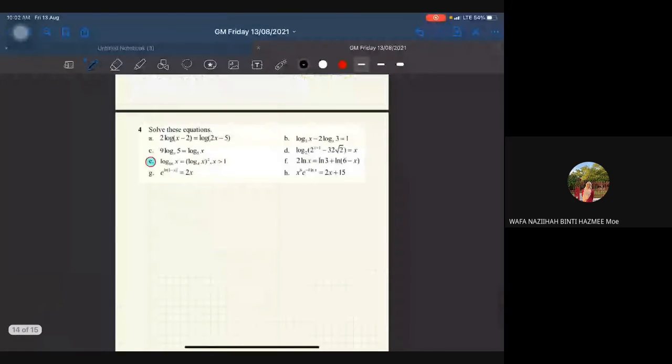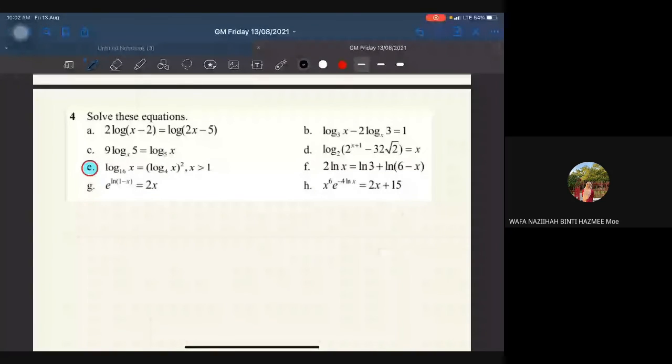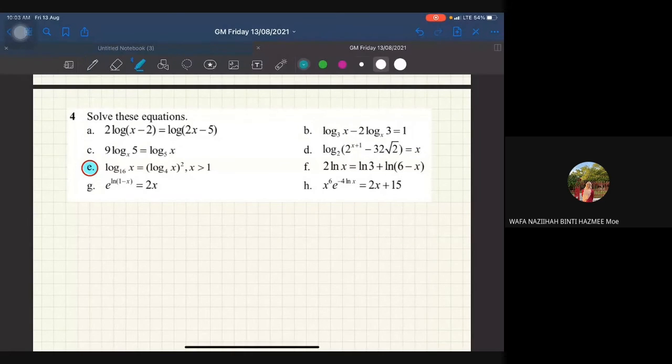Alright, so the last one. Soalan paling akhir sekali. Okay, so this one. Number 4E. Okay, so number 4E, dia adalah soalan melibatkan log and then dia bagi awak condition dekat situ. X must be greater than 1. Okay, so dia tak boleh 1 tapi dia boleh 1.1, 1.001 dan ke atas. Okay, so 1 dan ke bawah tak boleh lah sebagai jawapan awak.